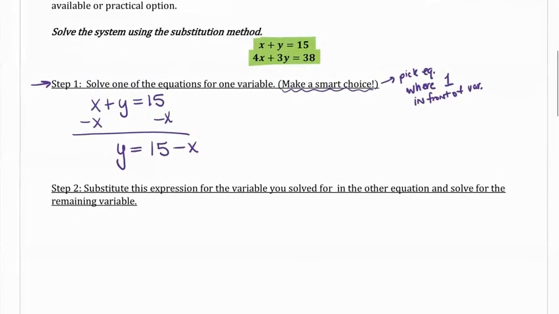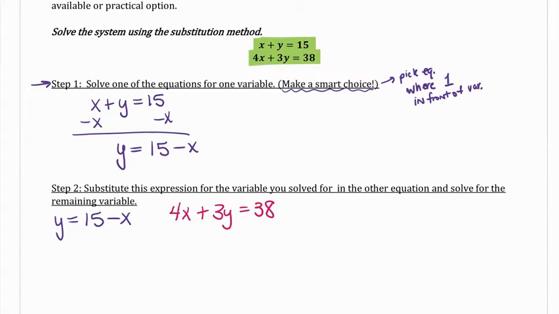Okay, step number 2, we're going to substitute this expression for the variable you solved for into the other equation and then solve for the variable that's left over. So basically now I'm going to take the other equation. In the first step, we found that y equals 15 minus x, right? So now I'm going to take my other equation, my 4x plus 3y equals 38.